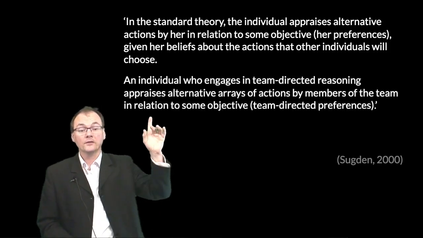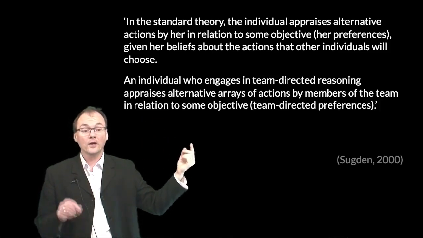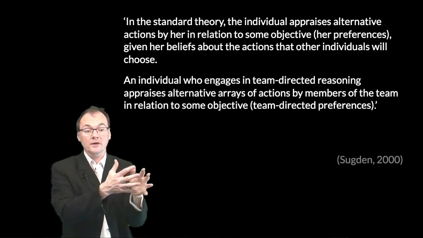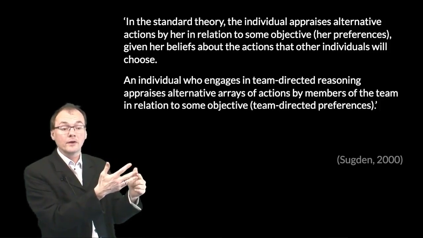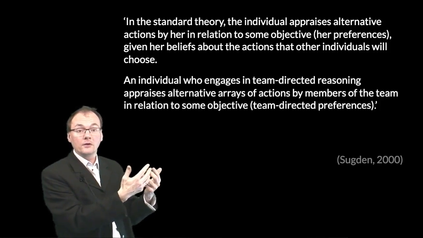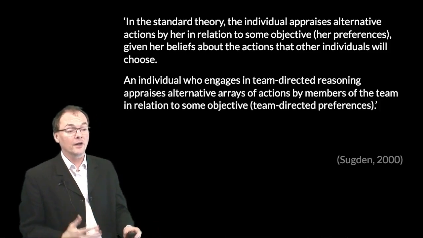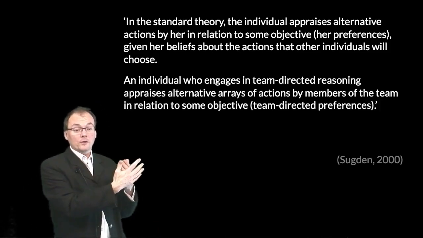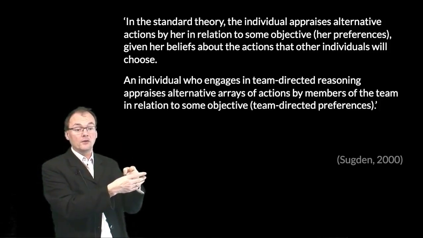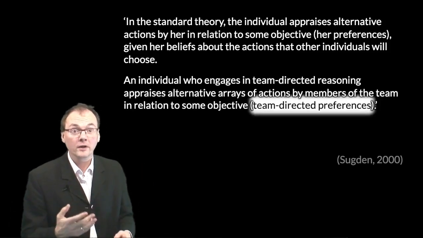By contrast, says Sugden, in team reasoning, you appraise alternative arrays of actions by members of the team, sometimes called strategies or profiles of actions. There's a set of actions, one for you, one for me, one for anybody else who's a member of the team. And we appraise them in relation to, says Sugden, the team's preferences, team-directed preferences. Okay, so that doesn't really help us, right? We've gone a tiny step, we haven't gone very far. So Bacharach says, you choose what's best for the team, and Sugden says, well, that's a matter of what the team-directed preferences are. Now, of course, we need to know what team-directed preferences are.